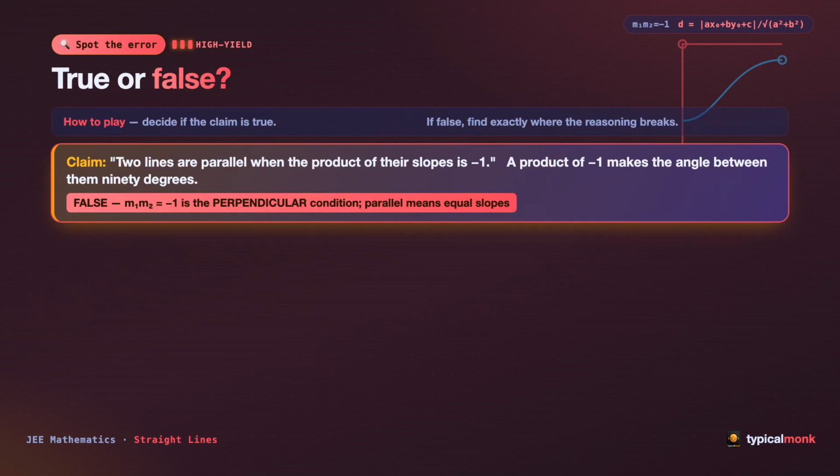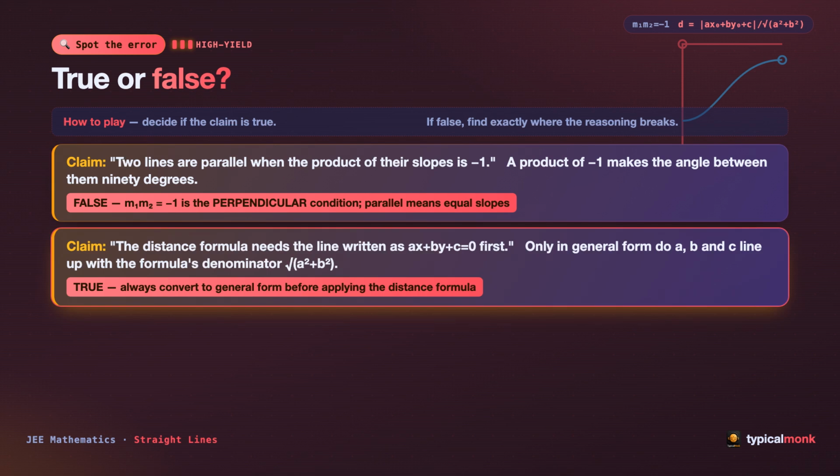Now a true or false drill. Decide if the claim holds, and if it fails, find exactly where. Claim 1. 2 lines are parallel when the product of their slopes is −1. This is false. A product of −1 is the perpendicular condition. It makes the angle between them 90 degrees. Parallel lines have equal slopes, not a product of −1.